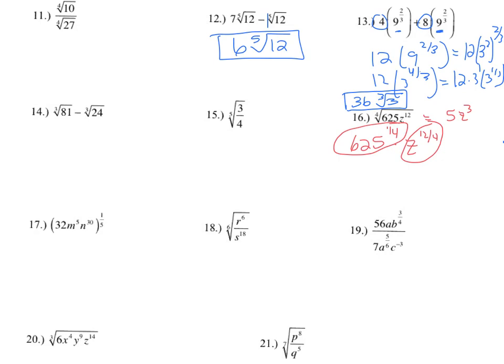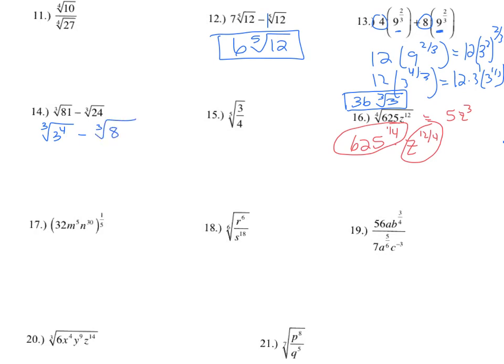When we get to problem 14, we've got a little bit of trouble in that we do not have a matching radicand anymore. 81, 24, not the same. We do have cube roots that are the same, so that's good. But we've got to break down the 81 and 24. So I know that 81 is 3 to the 4th power, because it's 9 squared, and 9 is 3 squared, so it's 3 to the 4th.